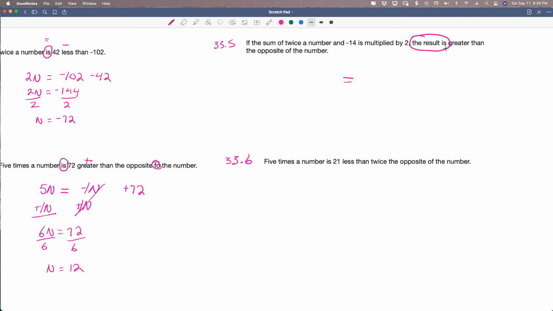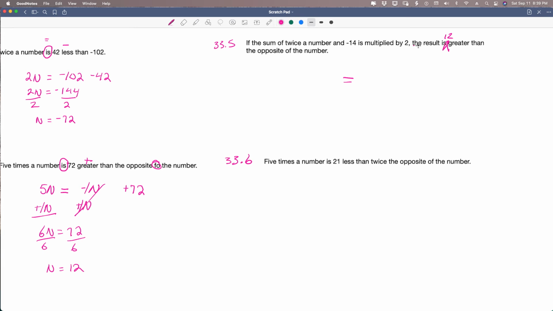The result is, look at that. I forgot to type it all. It should be, let me erase this. The result is 12 greater than the opposite of the number. So Miss Tracy's typing could use a little bit of work. I thought that didn't look right.